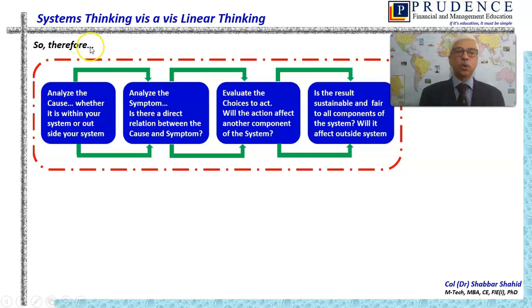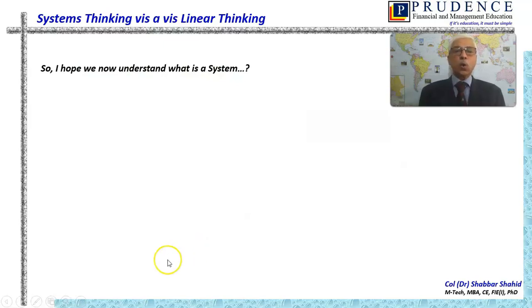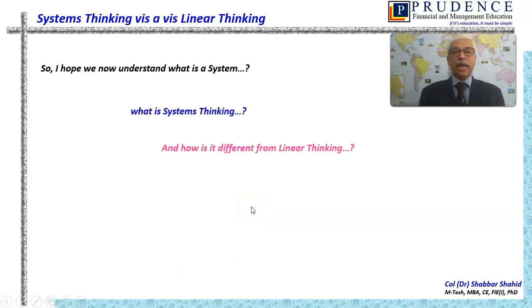All right. So therefore, when we say systems thinking is a holistic approach to analysis that focuses on the way how different parts of a system interact and how they influence one another within a whole. Read it once again. Systems thinking is a holistic approach, all right? And it focuses on the way how different parts of a system interact and how they influence one another within a whole. So I hope now you have understood what is a system and what is systems thinking, and how systems thinking differs from linear thinking.